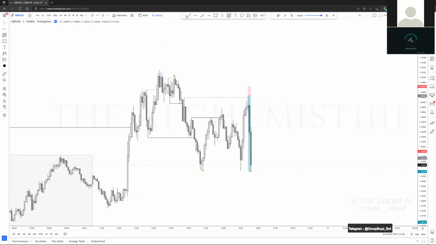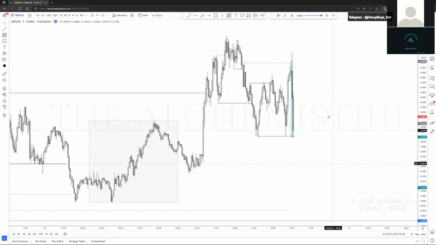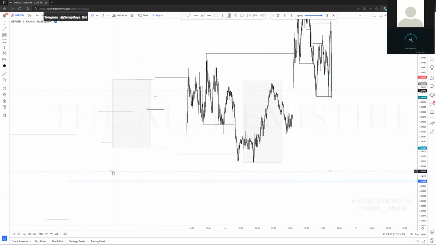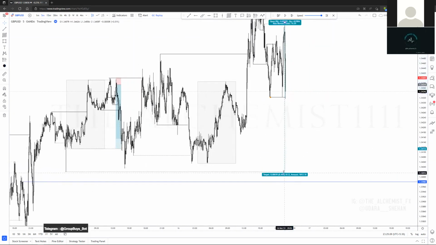Now the best thing to do is, if you want, you can just take off everything in here. But since we know that there is a pool of liquidity down here, these trend lines, these Asian lows and everything, you can even target that.